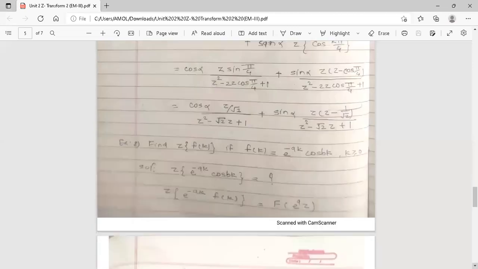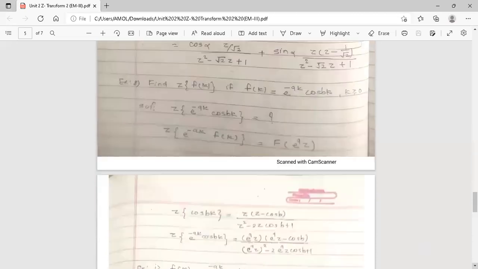Next example, find the Z transform of f of k if f of k is equal to e raised to minus ak into cos bk. So what is the Z transform of this sequence? It is the product of two sequences, e raised to minus ak into cos bk. Now there is one formula: Z transform of e raised to minus ak into f of k is equal to F of e raised to a into z. This is the Z transform property for standard sequences.